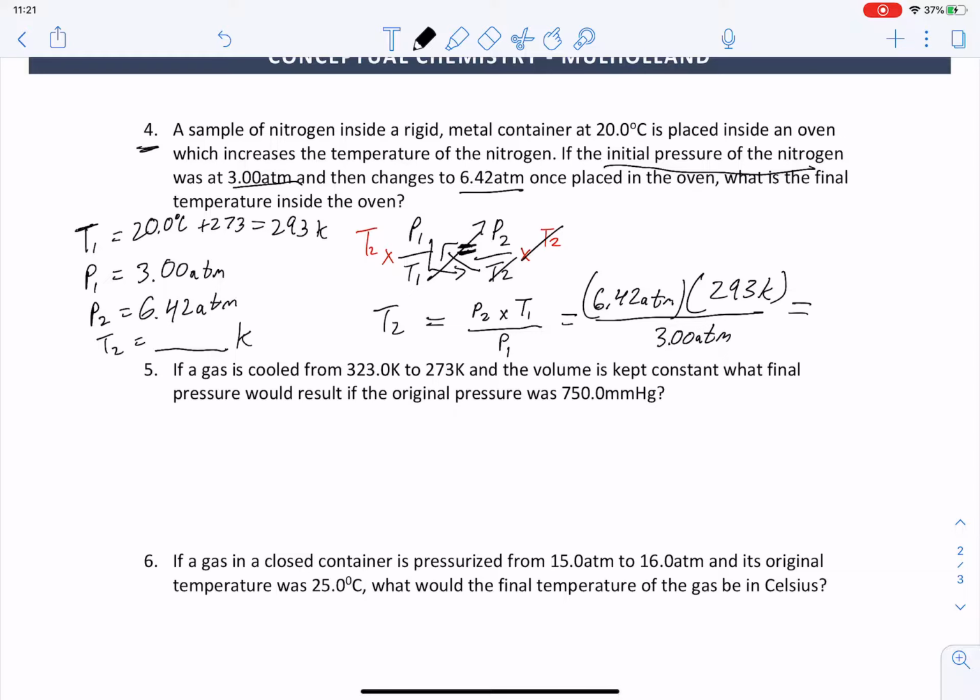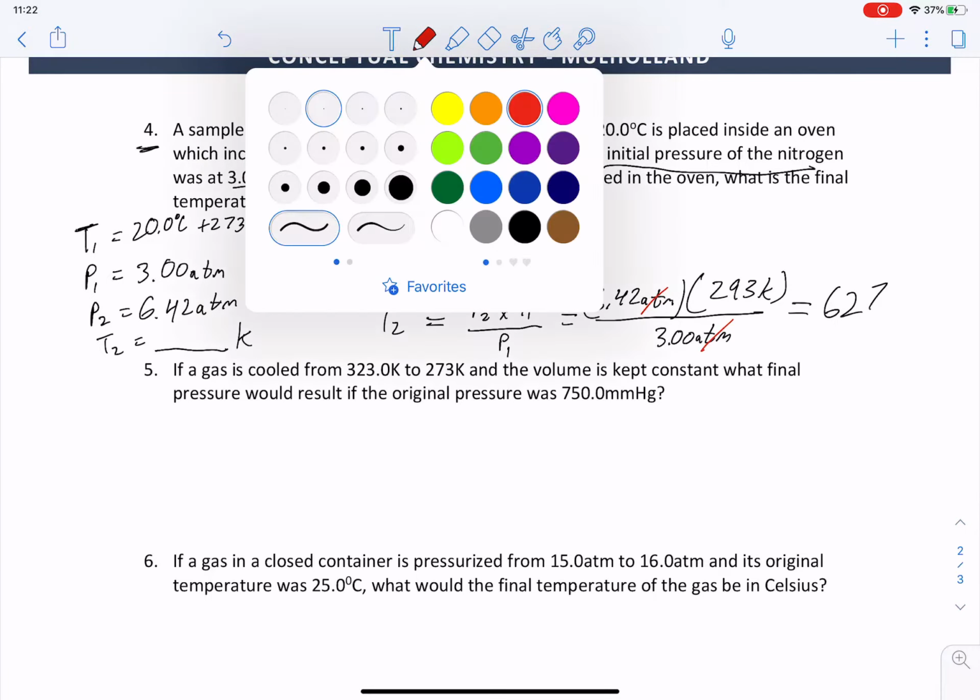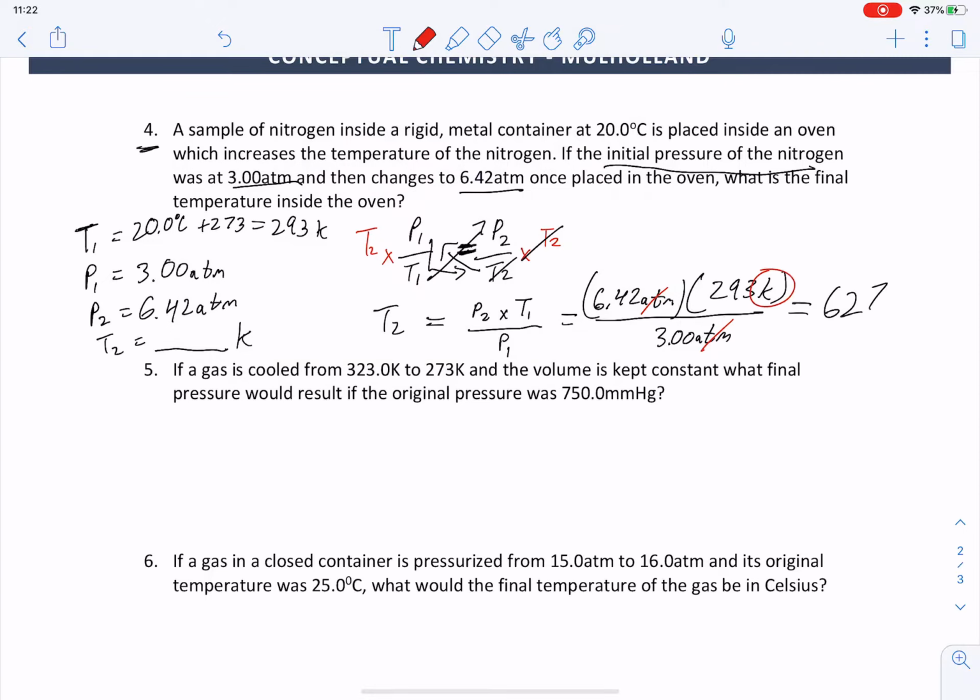And you do that, and you get 6.42 times 293 divided by 3, and you get 627. We'll keep it at that. We can see the units for atm cancel out, and we're just left with Kelvin. So T2 equals 627 Kelvin.